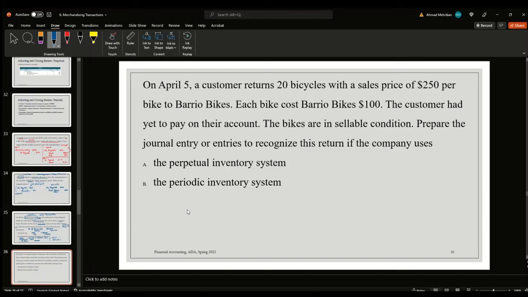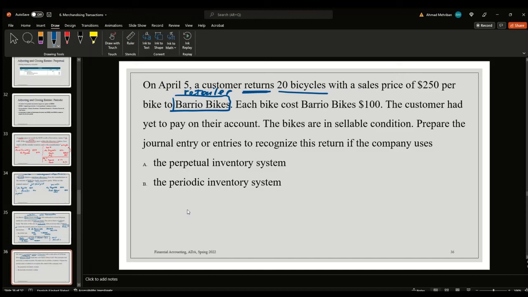Let's see. On April 5, a customer returns 20 bicycles with a sales price. So we're talking about a return situation. And again, per bike to Barrio Bikes. Barrio Bikes is a retailer, so we're going to do the entries from the perspective of Barrio Bikes.